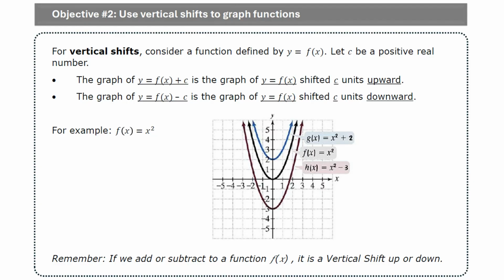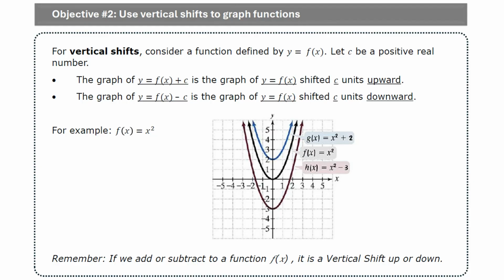So in this example here, we have one of our standard functions, f of x equals x squared. And you can see here in the blue, we are adding to f of x, which is x squared, and that causes the graph to shift up 2 units. Then we have an example here in red, h of x equals x squared minus 3. Because we are subtracting 3, we are shifting our graph of f of x down 3 units.